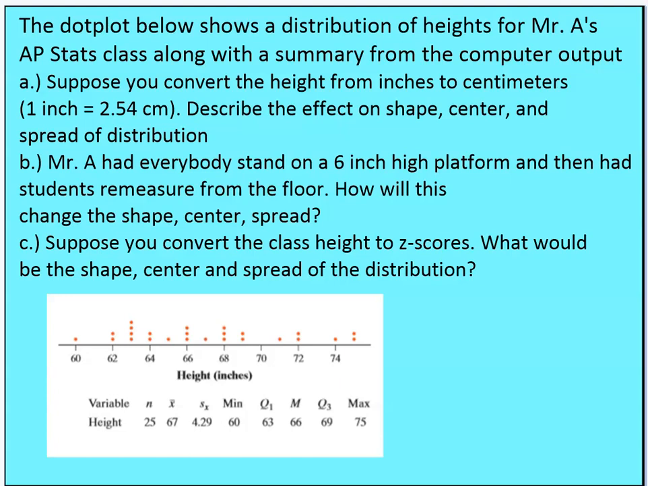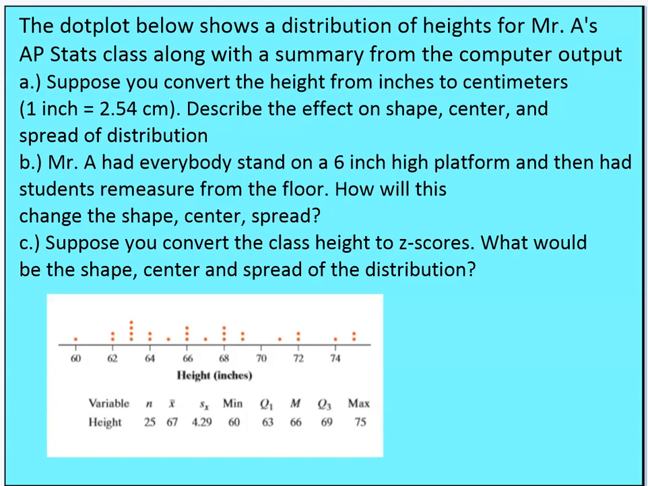And lastly, suppose you convert the class heights to z-scores. What would be the shape, center, and spread of the distribution? All right, so you're going to say if it goes up or down, or if it changes for each of these. So please stop, pause the video, and then come back after you've answered these questions.